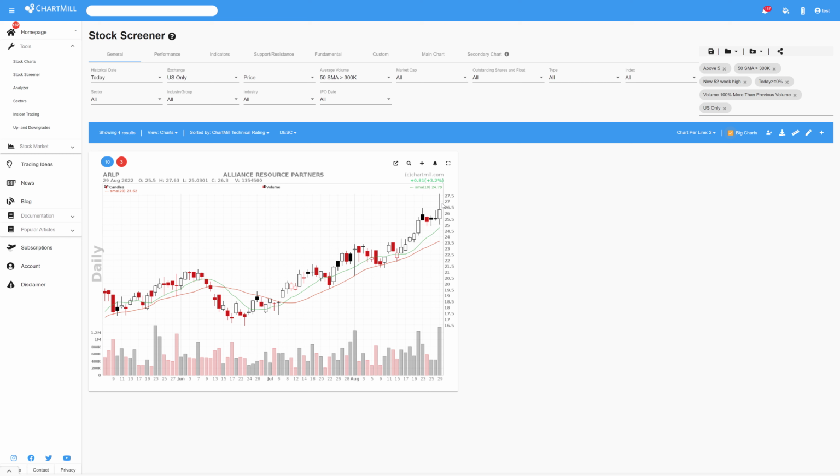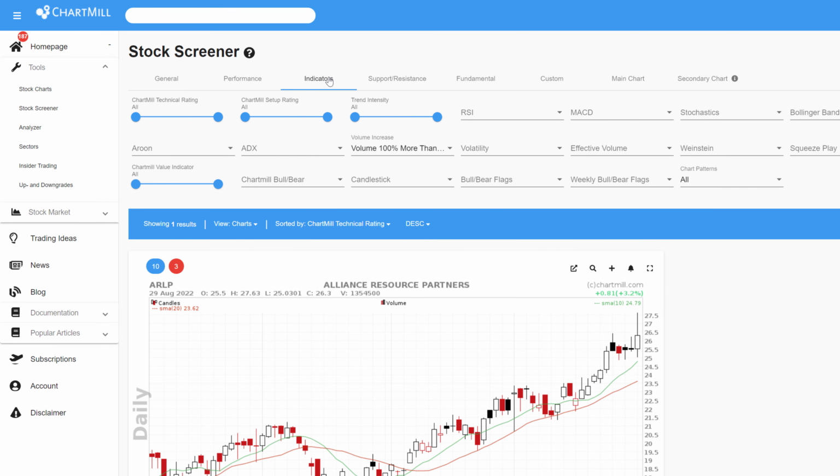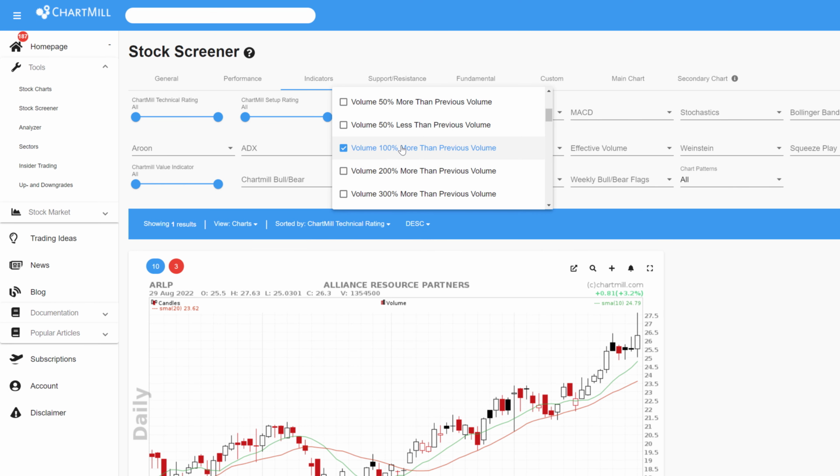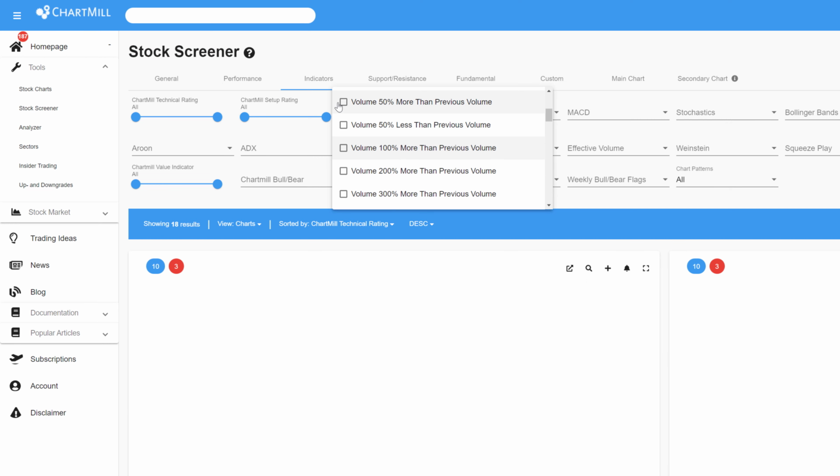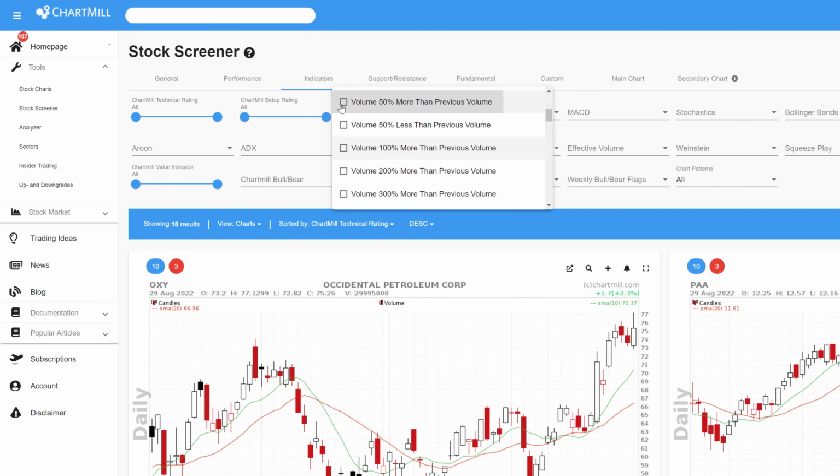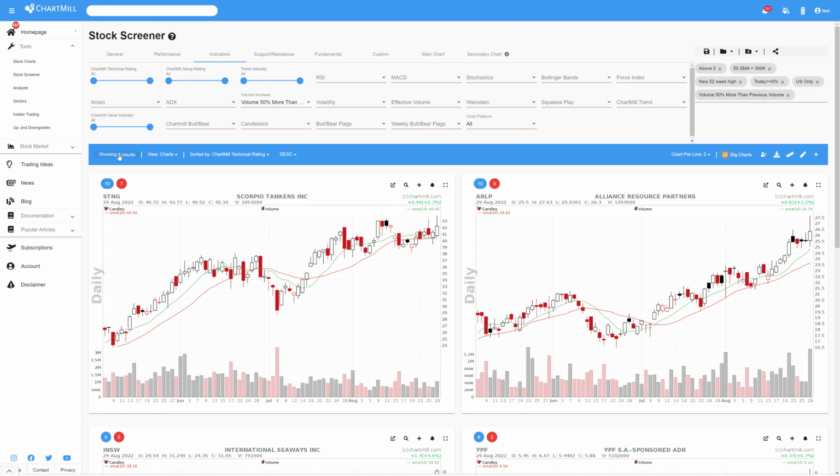If you don't have many candidates, one possible solution is to change the volume requirement, go to the indicator step, and then volume increase. Instead of volume 100% more than the previous volume, select volume 50% more than previous volume. In this way I have 6 results.